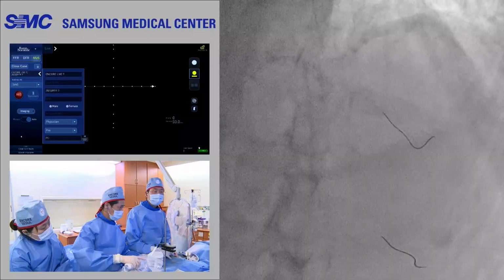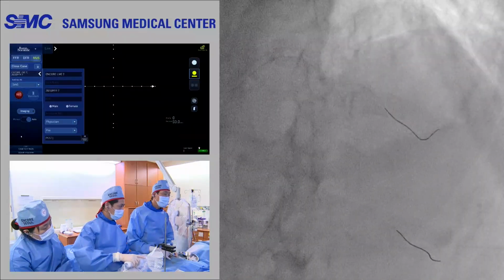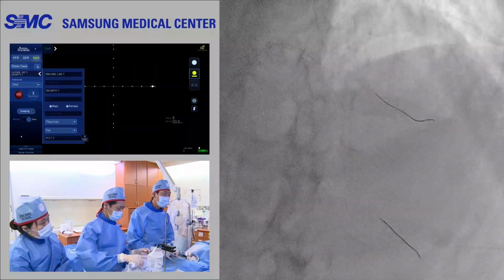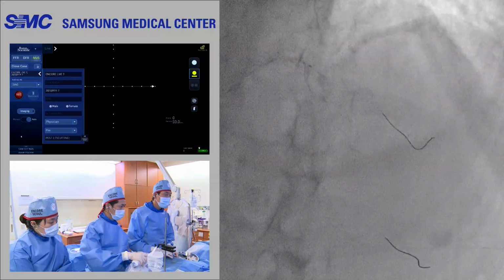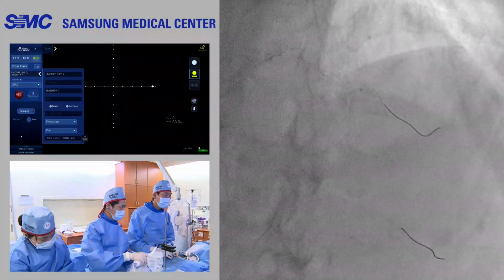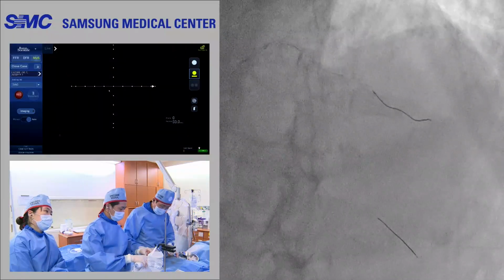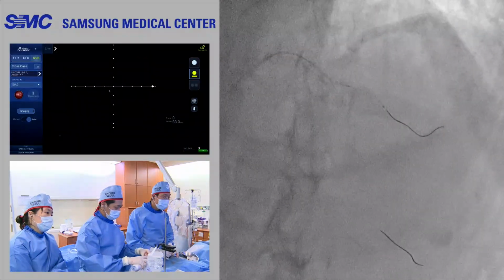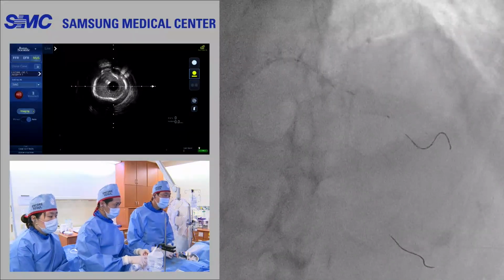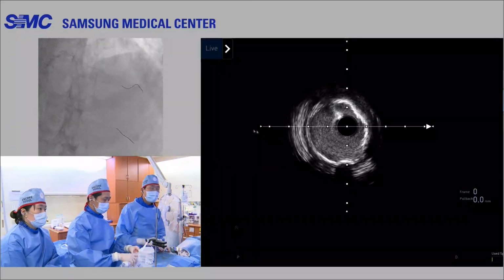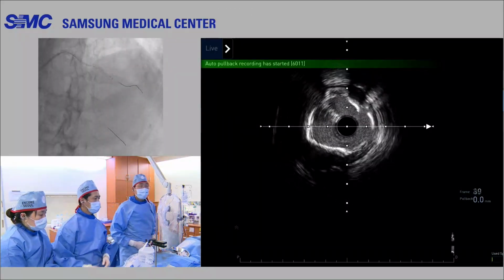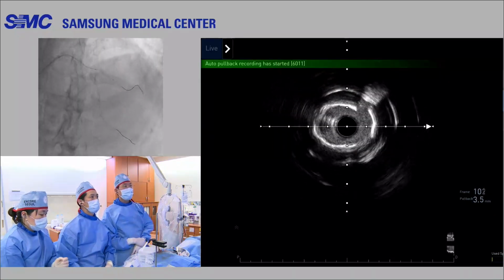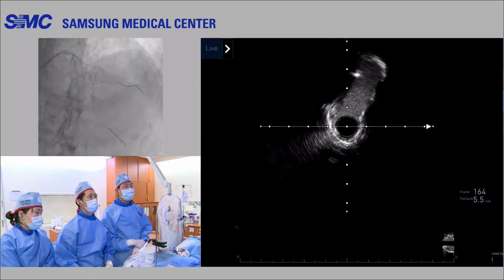Actually, recently, Dr. Colombo is a big fan of DCB, right? Even for a very diffuse lesion here, he tried to treat it with the DCB, and he suggested FFR or DPDT should be the method to assess after the DCB, because if there is haziness, it is very difficult to assess.